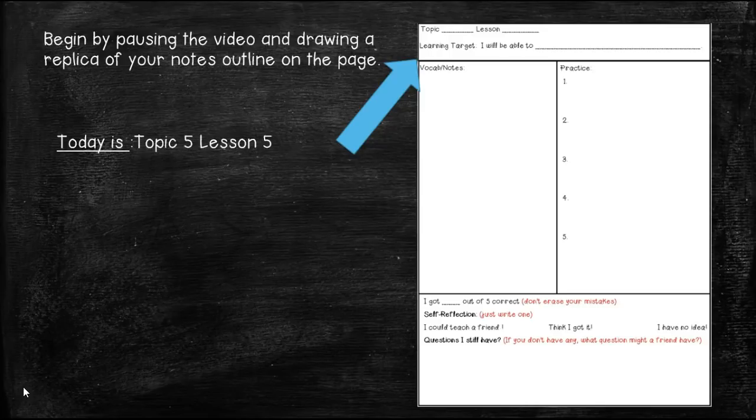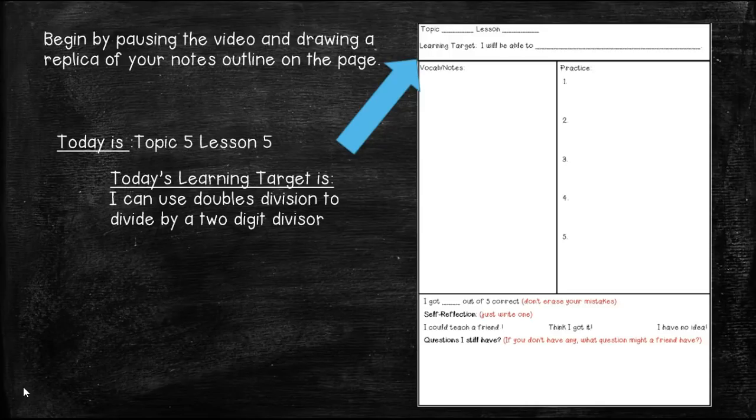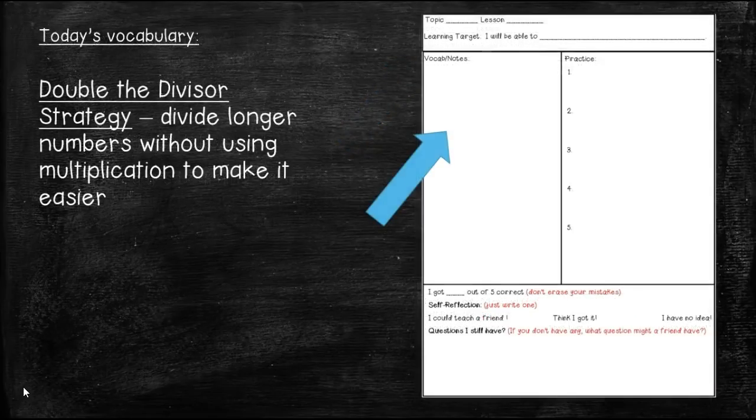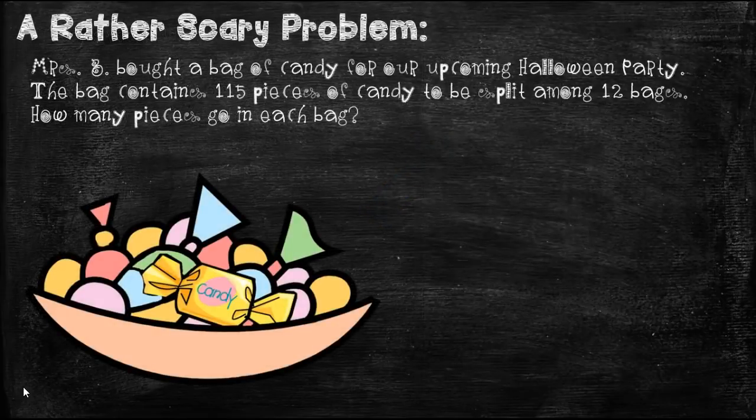Today's lesson will be Topic 5, Lesson 5, and our learning target today is I can use doubles division to divide by a two-digit divisor. Your vocabulary for the day is double the divisor strategy. That is just a fancy word for crazy division. This is when you can divide longer numbers without, yes, I said without using multiplication to make it easier. You know me, anytime I can make math easier, I am going to share that strategy with you.